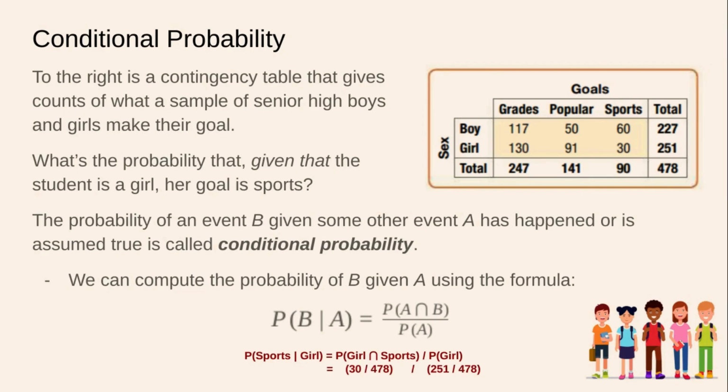So substituting, we would get, well, there are 30 girls who are also interested in sports out of the total 478. So that's the probability of choosing a girl whose biggest interest is sports. And we divide that by the 251 girls divided by the total of 478. That's the odds of choosing a female student, a little over 50%. And that would equal 30 over 251, which the value is a little interesting.